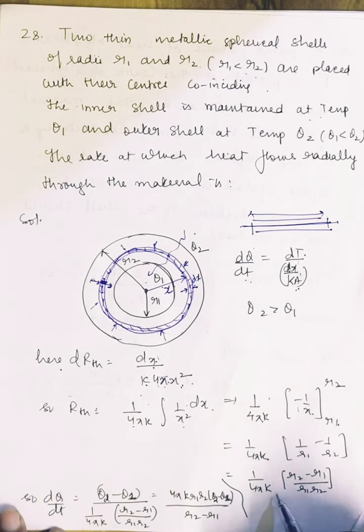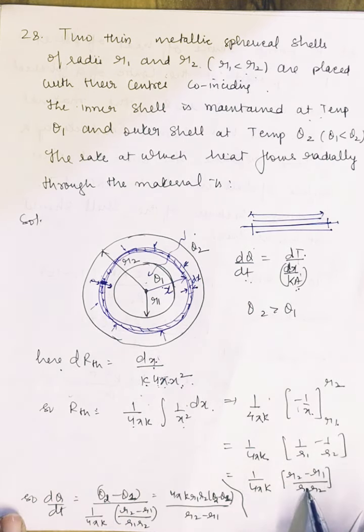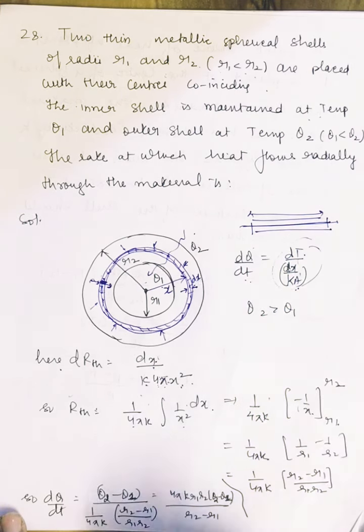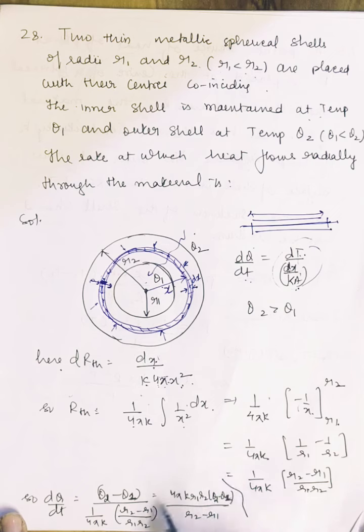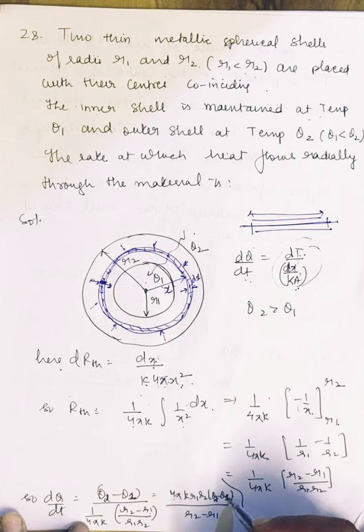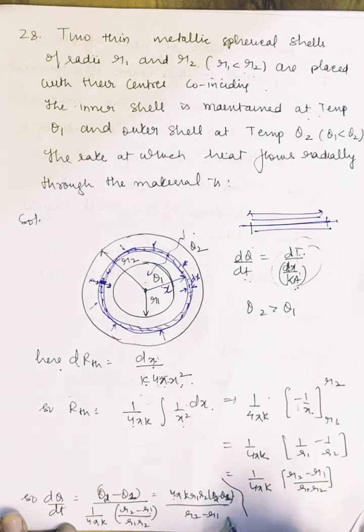So when we solve, we get this. This is the thermal resistance after solving. Now we can put it into this formula. So we get θ2 minus θ1, which is the ΔT, divided by this entire thing. On rearranging, we get 4πK R1 R2 (θ1 minus θ2), sorry, (θ2 minus θ1), because the outer temperature is higher, upon R2 minus R1.